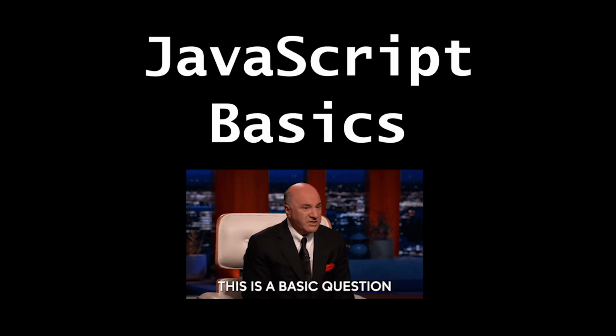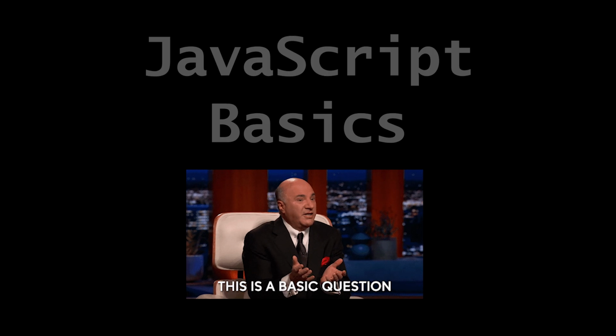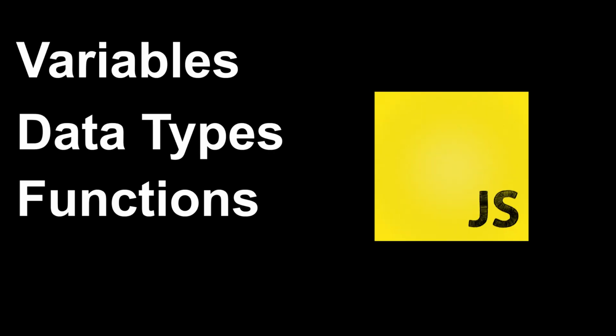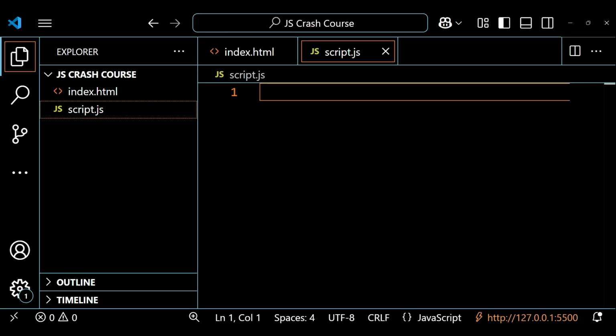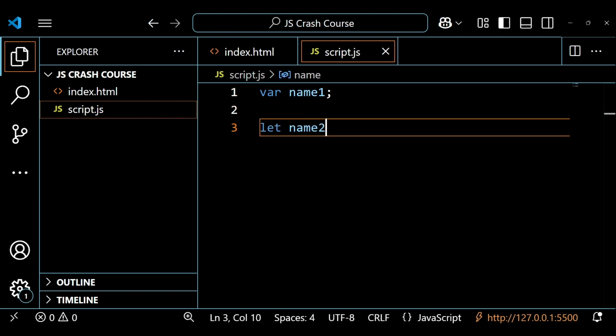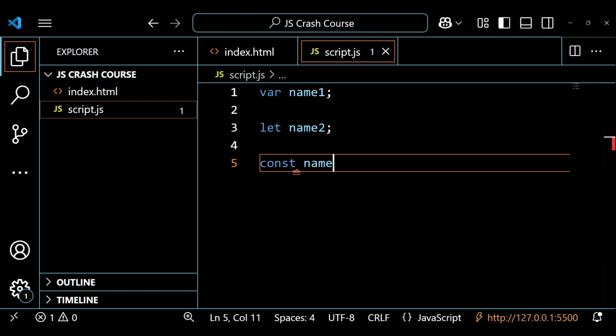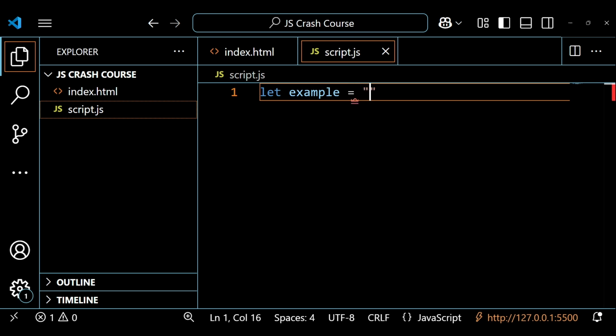Now let's cover a few JavaScript basics: variables, data types, functions, and events. Variables are containers for storing data. To create a variable, you need to use var, let, or const, followed by what you want to call the variable. Use the assignment operator, also known as the equal sign, to assign a value to your variable. This value can be an integer, string, boolean, and more.